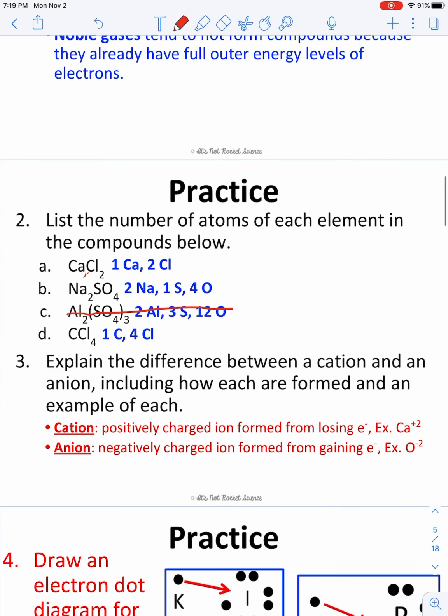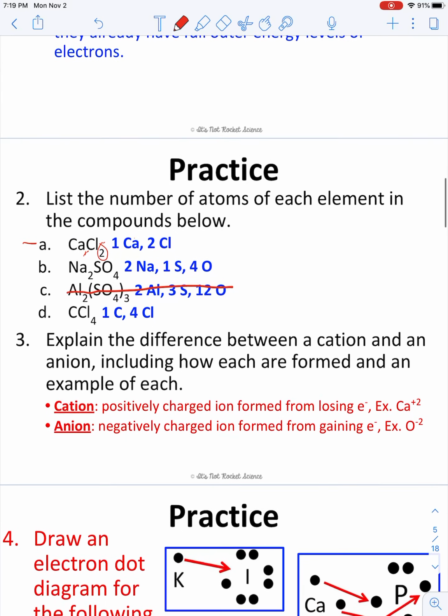Now, if we go on and look at the second practice, using the chemical formula, you have to be able to determine how many of each type of element are in the compound. So in the first one, 1A, you've got 1 calcium and 2 chlorine. Notice that chlorine has a little 2 beside it. That means there's 2 of them. Calcium does not have any beside it. That means that there is 1 calcium. So you can go through and look at those.